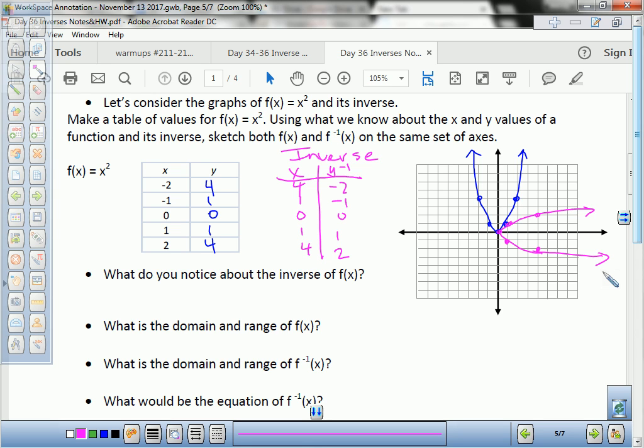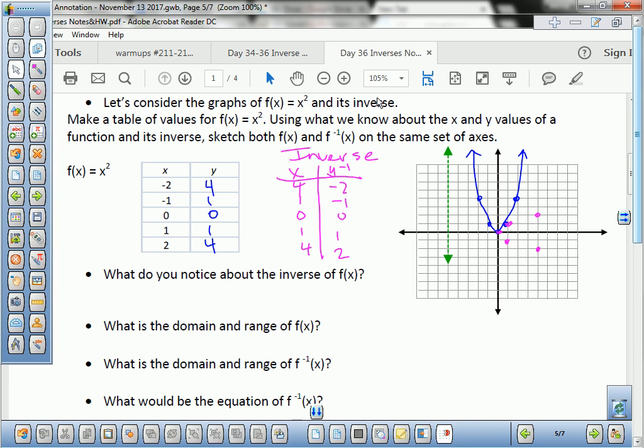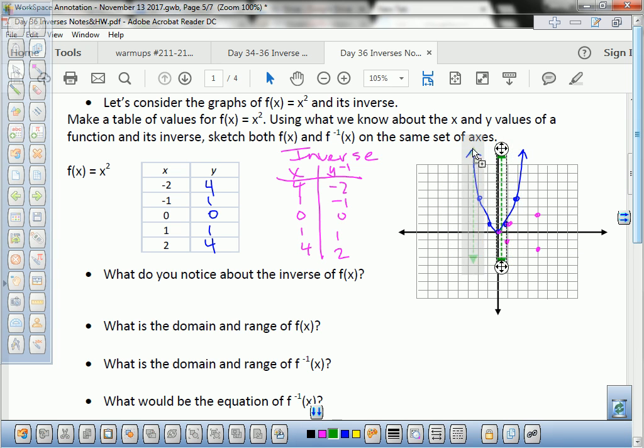So quadratics have inverses, but their inverses are not functions. And we could actually tell from the original graph if its inverse would be a function or not. Now, I'm going to pretend like I didn't draw that pink one. If we were just looking at the original quadratic, to be a function, it has to pass the vertical line test, right? Any place we draw a vertical line, at most it would pass through 1 point. So the graph itself is a function.